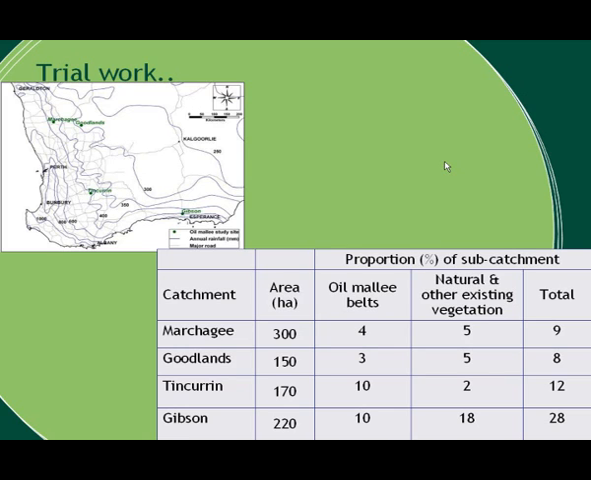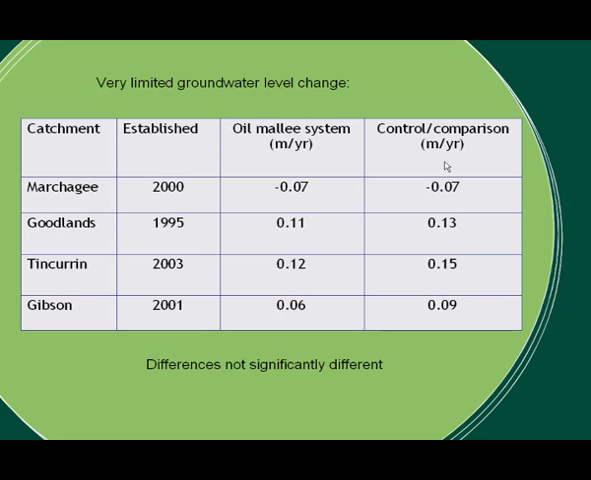Goodlands with a total of 8%, Tincarron with a total of 12%, and Gibson with the most vegetated with a total of 28% in perennial vegetation or in trees, of which between 4 and 10% of that total was in oil mallees. Let's move on to the response in groundwater levels. These sites vary in their establishment date, but Marchagee, let's look at that one, established 2000.